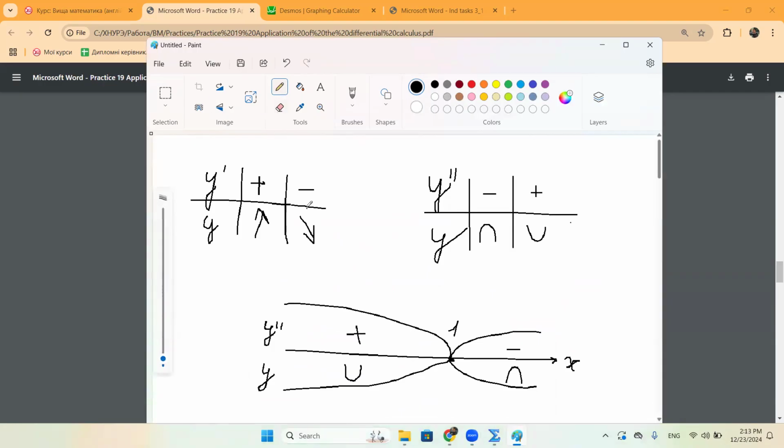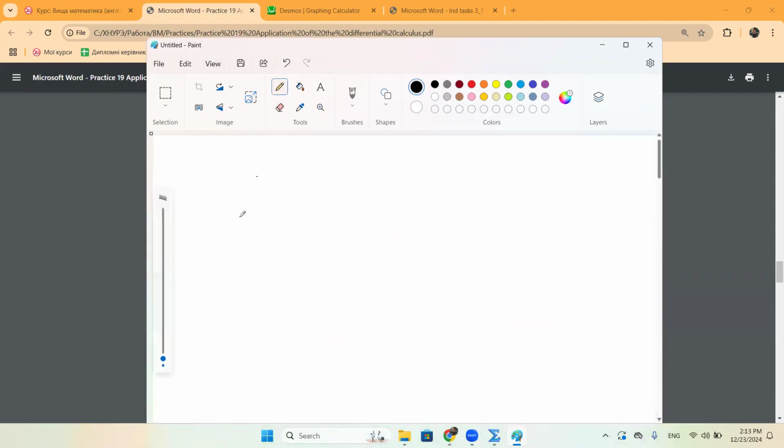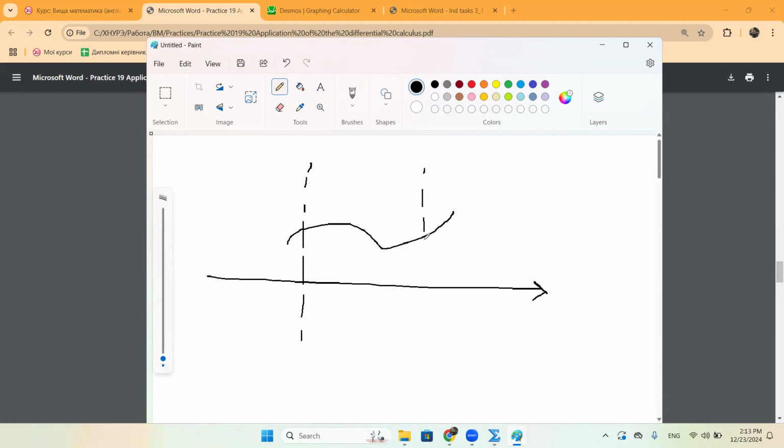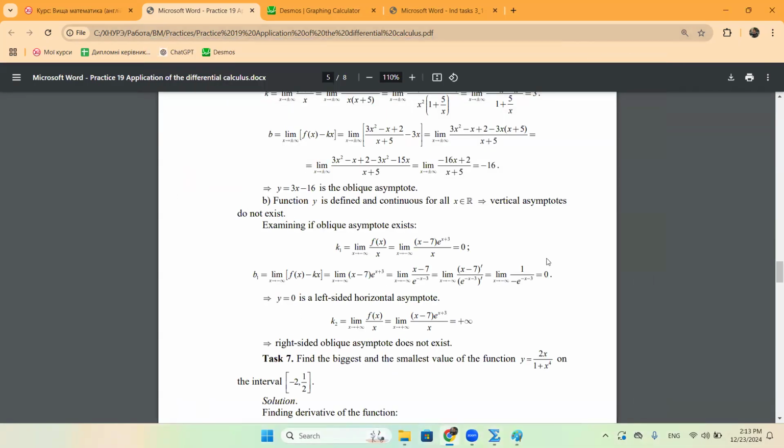Let me remind you that if the function is continuous on an interval, it will reach its minimum and maximum values on this interval segment, either on the edges or somewhere in the middle. If in the middle, it will be a critical point, an extremum of the function.